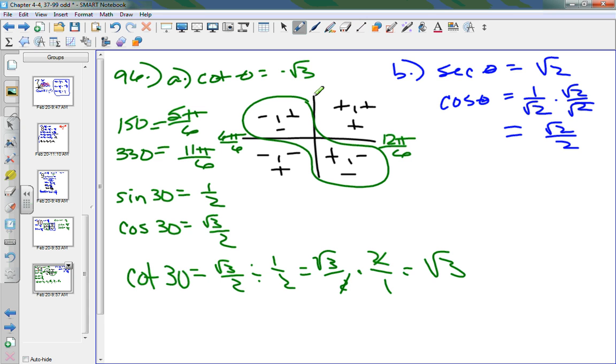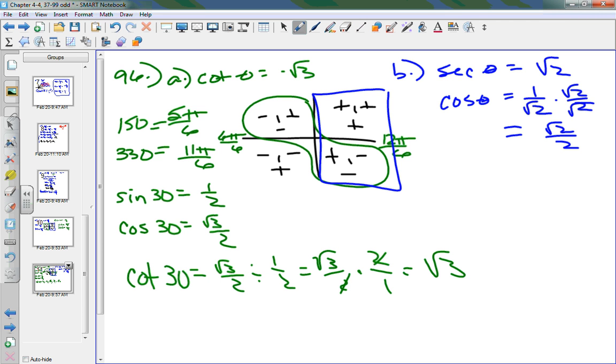So what angle has a cosine of the square root of 2 over 2? We know that, don't we? We know that's 45 degrees. So what angles have cosine being positive? Quadrants 1 and 4. Okay?